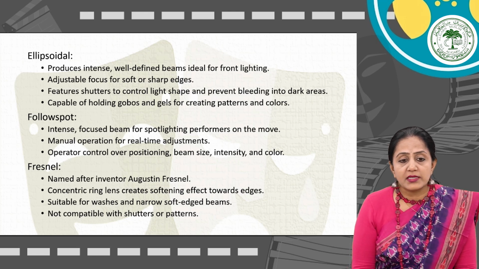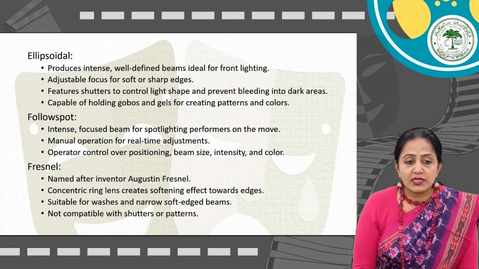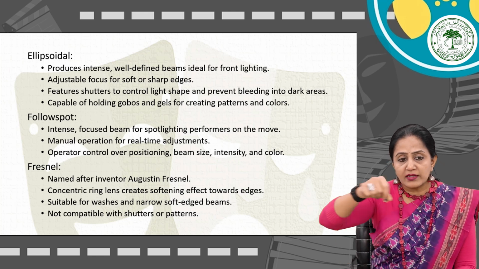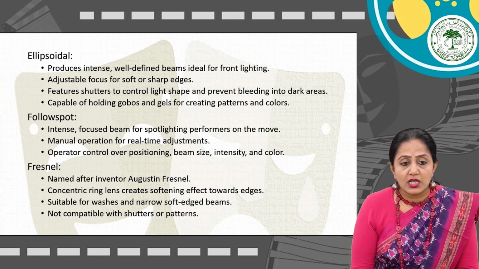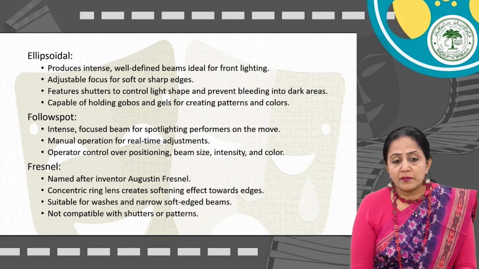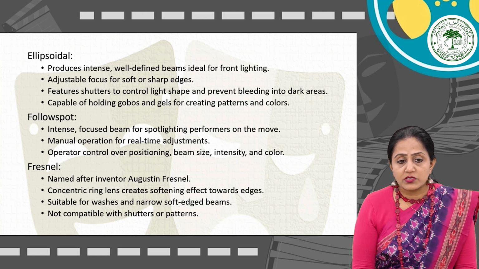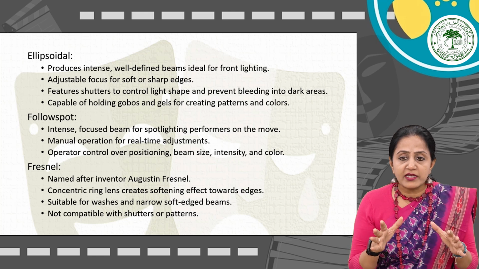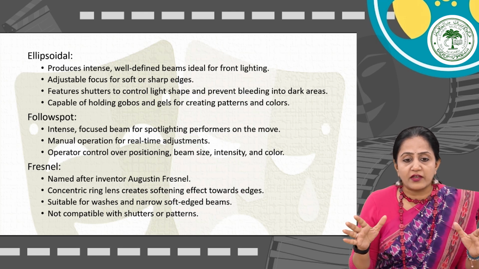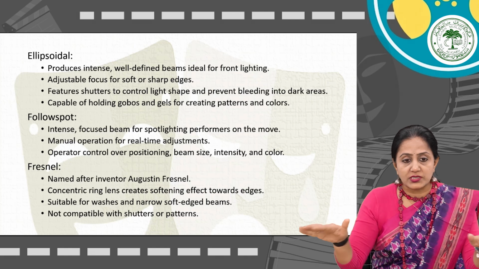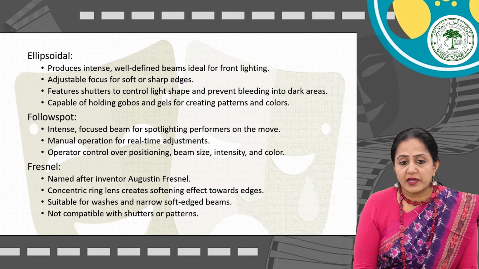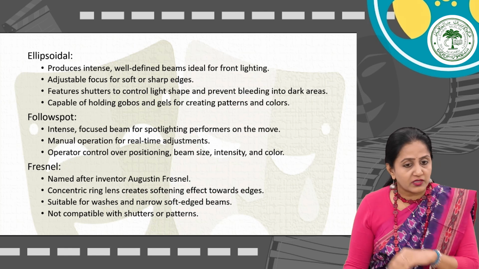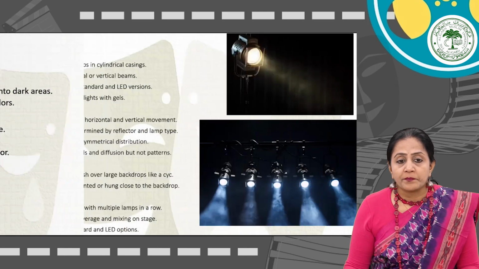Then Fresnel is named after Augustin Fresnel. It is a concentric ring lens, creates softening effect towards edges, suitable for washes and narrow soft-edged beams, not compatible with shutters or patterns. So this is a light that you need for soft kind of lighting towards the edges, and you cannot use shutters or patterns in this kind of lighting, and it is named after Augustin Fresnel.